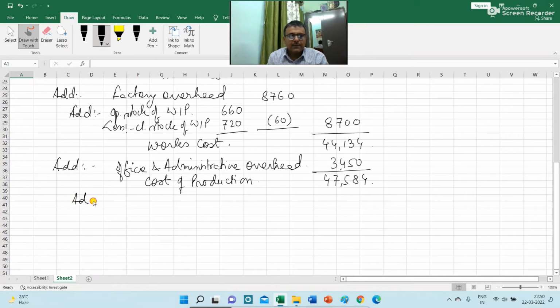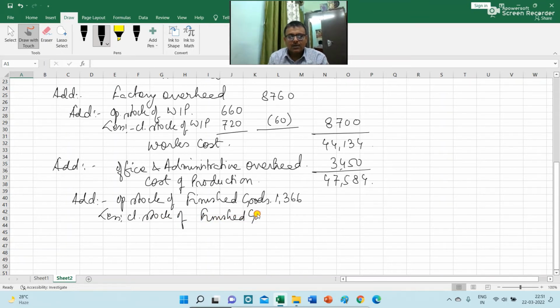So we have to add opening stock of finished goods, this is 1,366, less closing stock of finished goods, 1,450. We'll get 84 minus. So cost of goods sold is equal to 47,500.